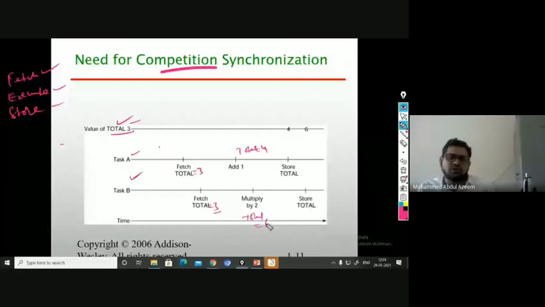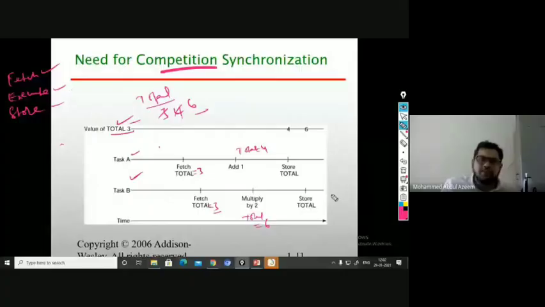Now what happens? Task B enters the execute cycle. When it executes, it finds the total 3, and when that is multiplied by 2, the total becomes 6 here. Now it is going to store, meaning restoring the value into the total from where it was fetched. So task A wants to store the total value, which was 3 before. Now when task A stores the changed total value, it becomes 4 here, right?